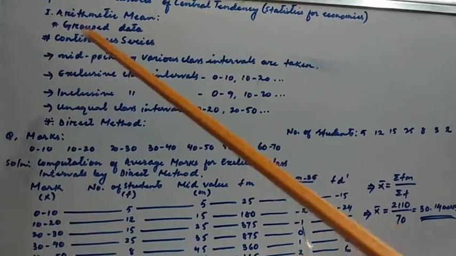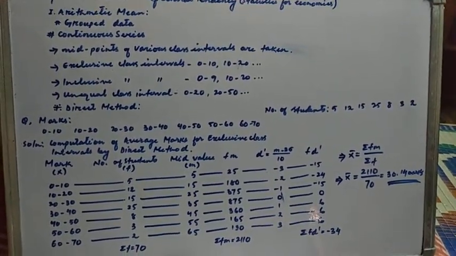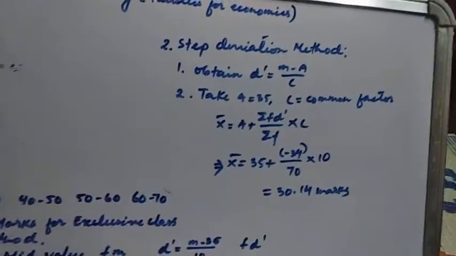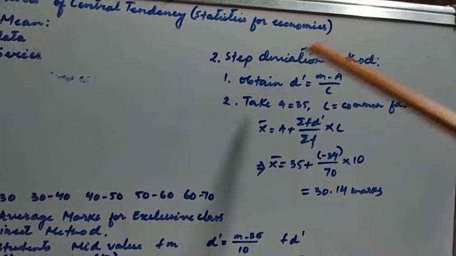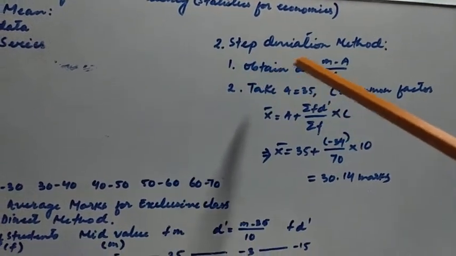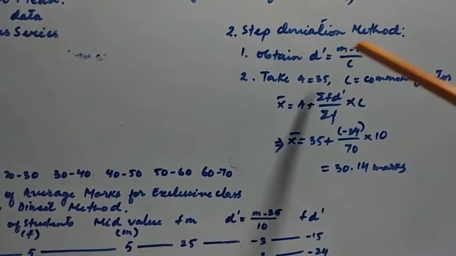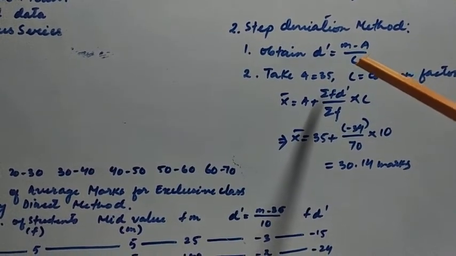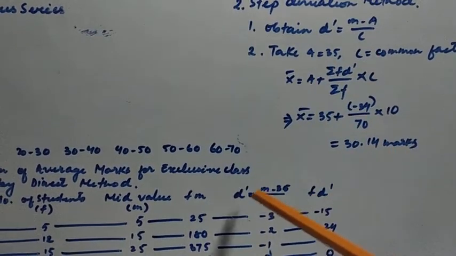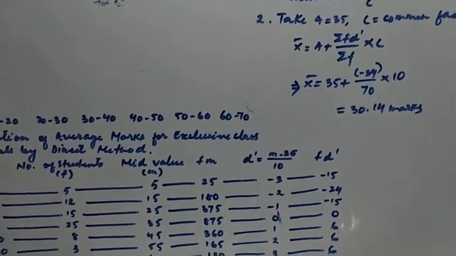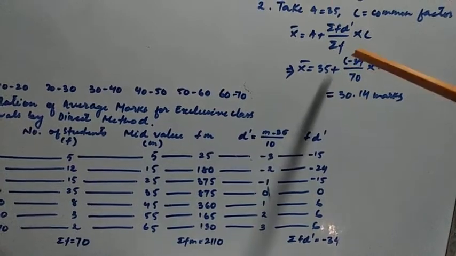So these are all arithmetic mean methods. What we are left with is the step deviation method. There are two steps involved for the step deviation method. First find d dash, and d dash is found by this method: m minus a, divided by the common factor, where c means common factor. So this is the first part. You have to find this d dash, and we have found the value of d dash and summation of this d dash.